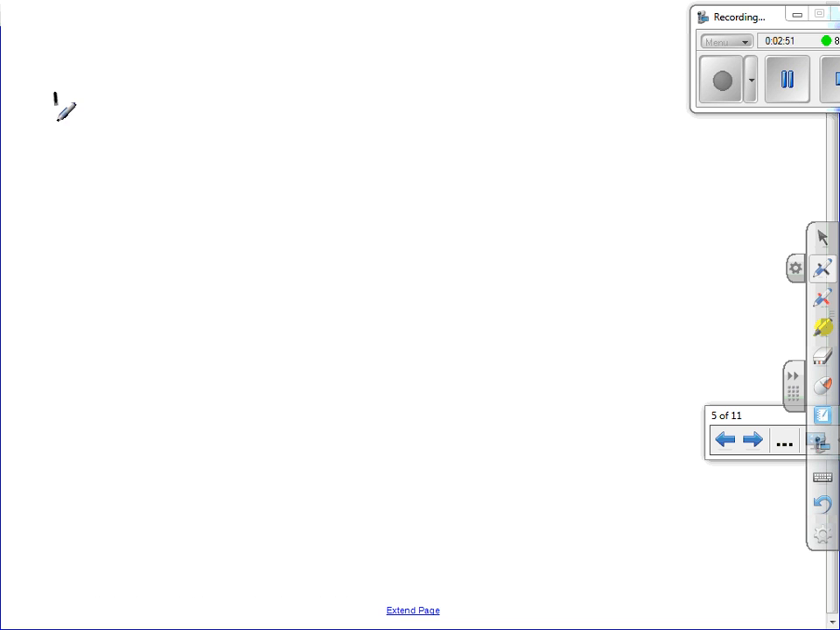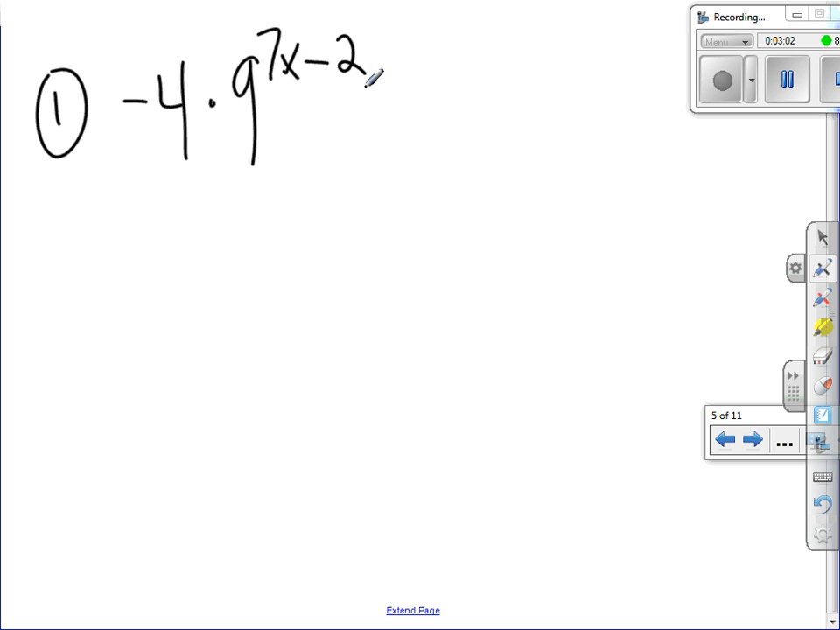Let's take a look at number 1. Number 1 says solve. It's an exponential equation, and what we're given is -4 times 7 raised to 7x minus 2 equals -74.